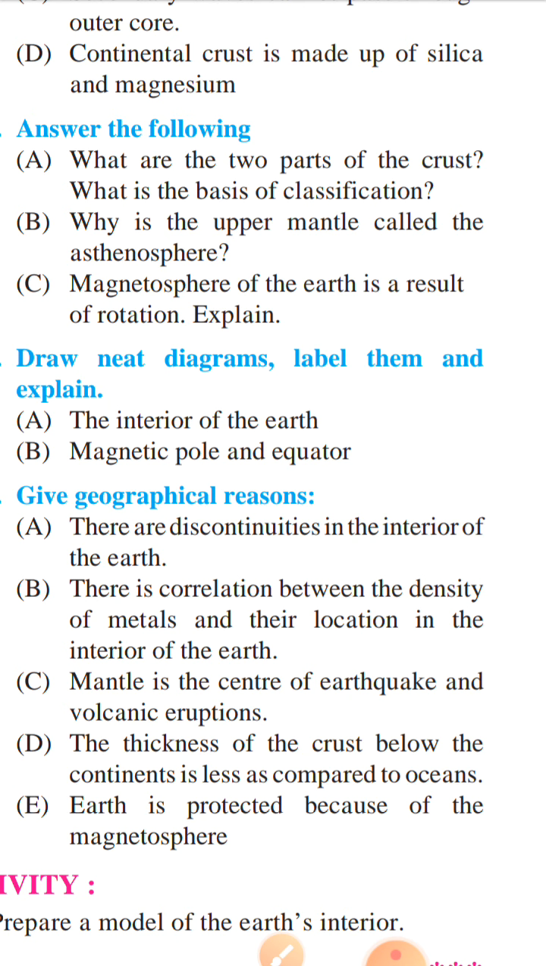So these lighter metals are found near the surface of the earth, and the heavy metals like iron and nickel are found in the inner core. The inner core consists of this type of metals, solid and heavy. Got it, everyone? Now next one: mantle is the center of earthquake and volcanic eruption.